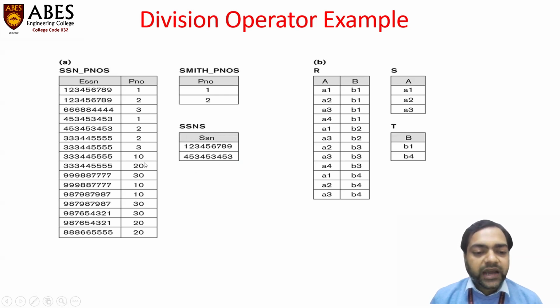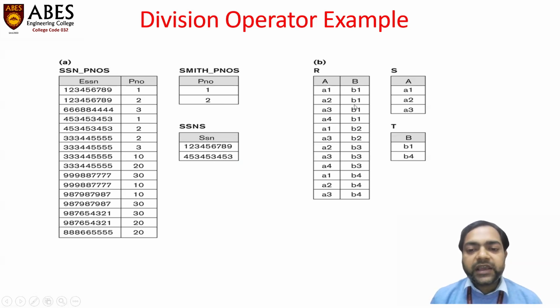After that, you can see that no other tuple has these two values correspondingly. So in this case, if we divide this particular table with this particular table, we'll get only one attribute, that will be ESSN, named here as SSN. And we have only two tuples, because this value will have both the values of Smith underscore P numbers, and 4, 5, 3, 4, 5, 3, 4, 5, 3 also has both the values. So we'll get the resultant as only two tuples.